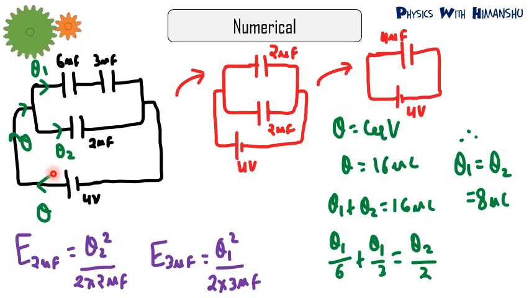So suppose there is a battery of 4 volt and there are three capacitors, 6 microfarad, 3 microfarad and 2 microfarad. Okay, so first we will calculate the equivalent capacitance of this circuit. So 6 and 3 are definitely in series. So 6 and 3 will combinedly give you 2 microfarad. This 2 and 2 are definitely in parallel. They will combinedly give you 4 microfarad.